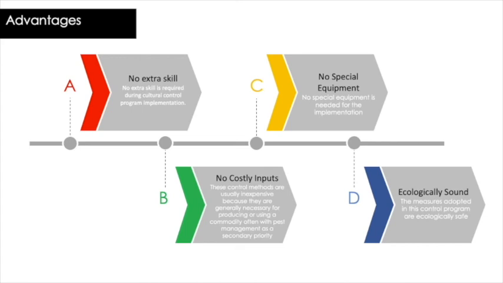Further, no special equipment is needed for the implementation of a cultural control program. Last, but not least, a cultural control program is ecologically safe when we compare it to other control programs like chemical control.